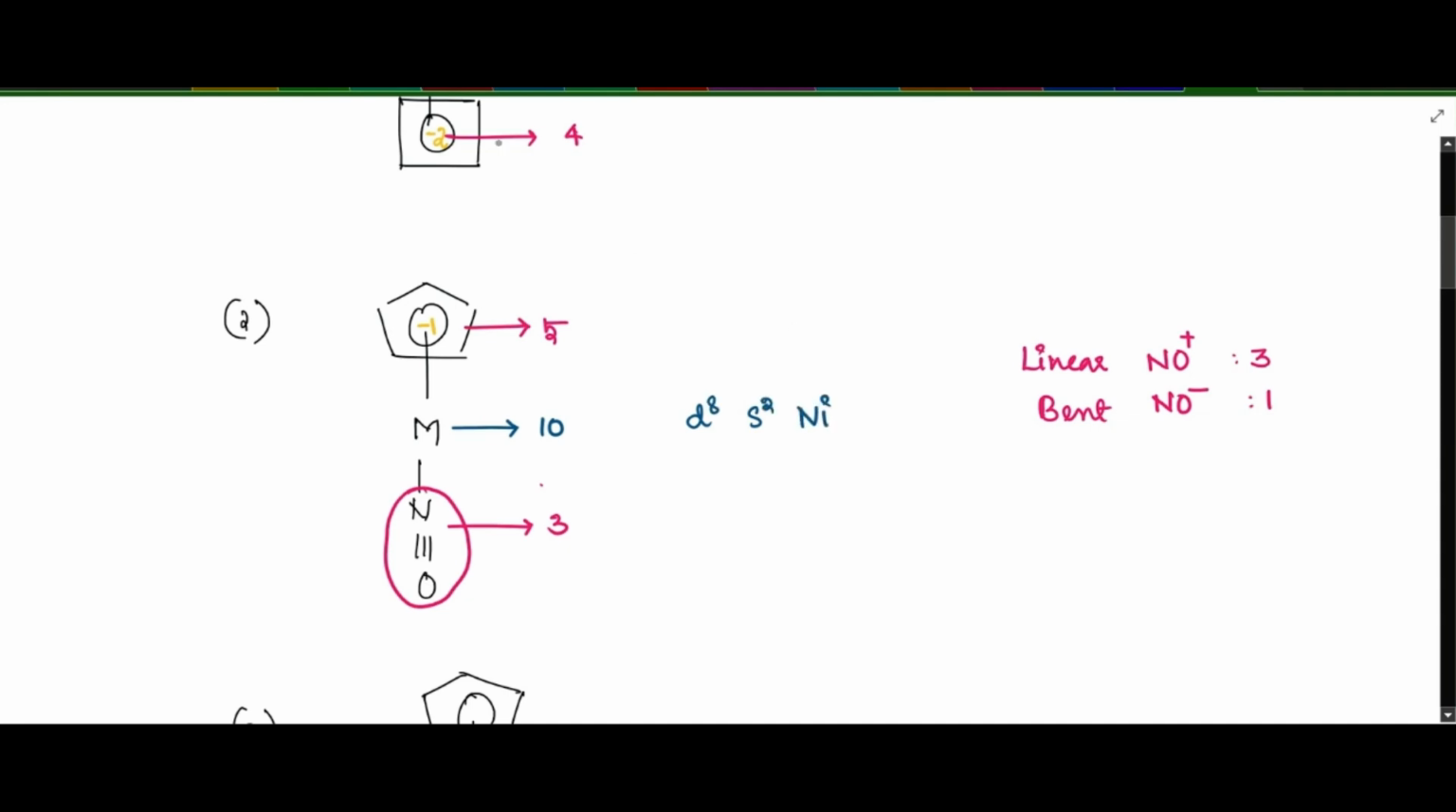What is the oxidation state? This is -1, NO is +1. So the total formal charge of the ligands is 0. So the metal is also 0.